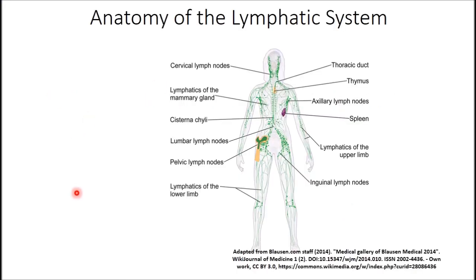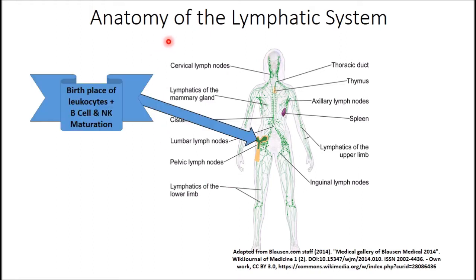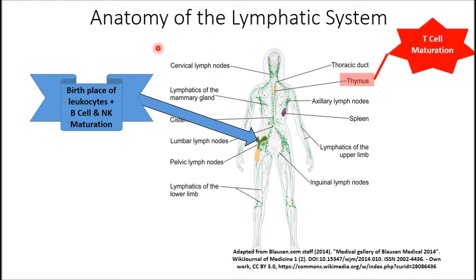Here's just a picture of the anatomy of the lymphatic system. I won't go through it. It's not important for us to know, but what is important for us to know is that the birthplace of the leukocytes is bone marrow, and bone marrow is also the site of B cell and NK cell maturation. Recall, bone marrow is a primary lymphoid organ. It is a site of B cell birth and maturation. The thymus, again, is the site of T cell maturation, remember TT.